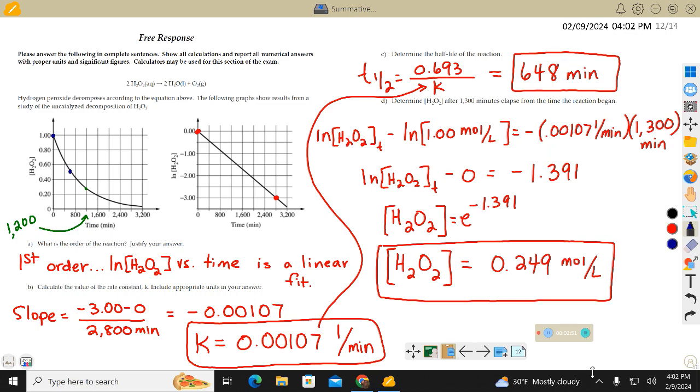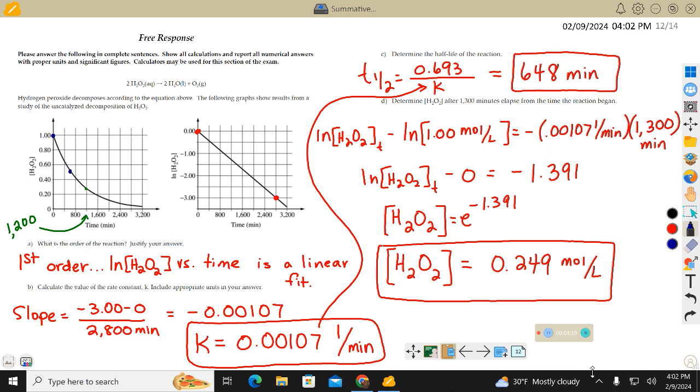Now that does bring us to part D, where now you have to use that big equation. I want to determine the concentration after 1,300 minutes. So I'm going to go natural log of that unknown concentration minus natural log of the initial concentration, which is 1, or if you're using points off the second graph, the natural log of 1 is 0.